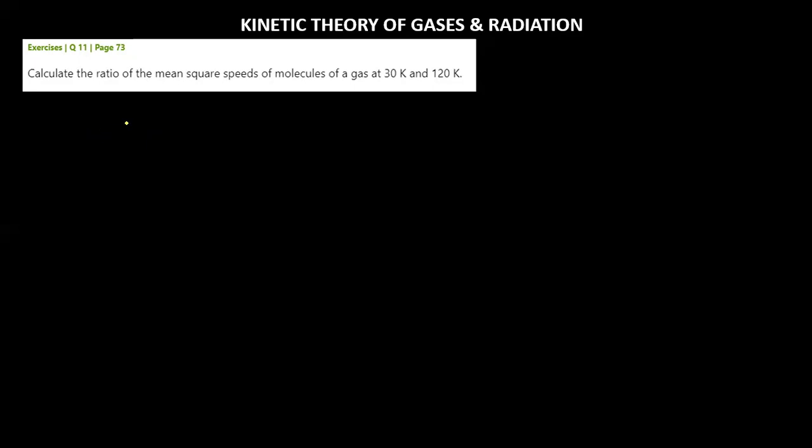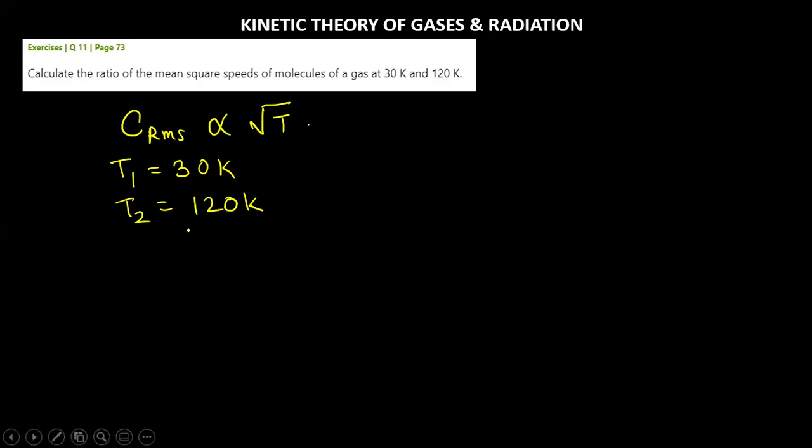That is RMS speed. RMS speed is root mean square speed of the molecule. So we know that RMS speed is directly proportional to square root of temperature. So using this formula, since there are two temperatures, I will say the first temperature as T1, that is given as 30 Kelvin, and second temperature as T2, that is given as 120 Kelvin.